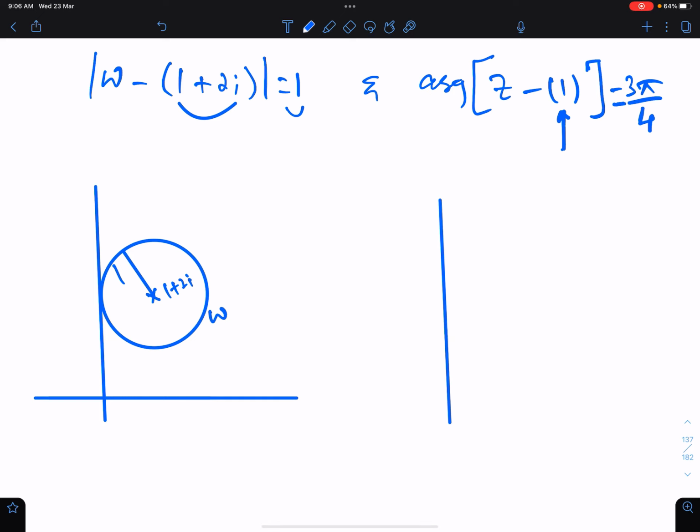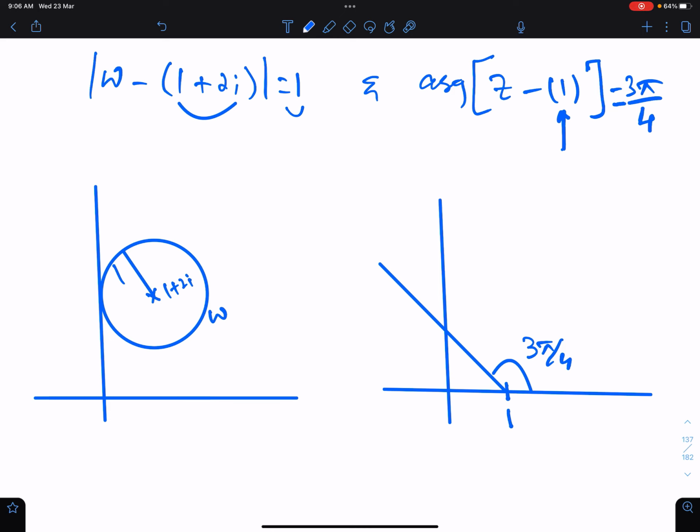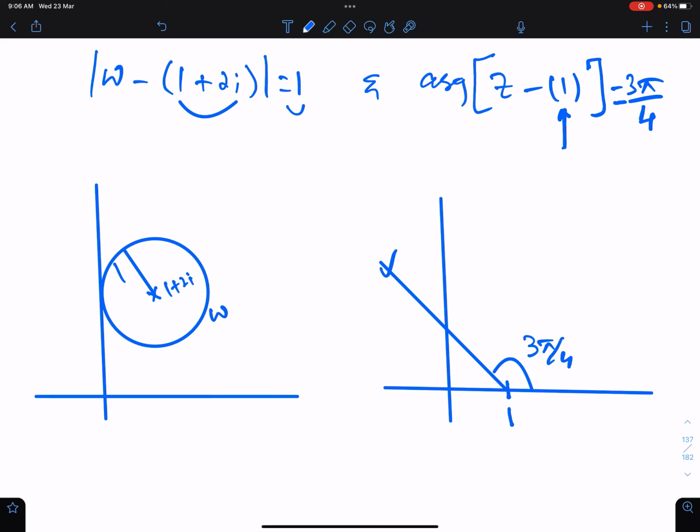And here is the locus of z. This angle is 3 pi by 4. Three pi by 4 means this line is parallel to y is equal to minus x. So this line must cut both the intercepts at the common points. So this must be 1. And this angle must be 3 pi by 4. And z is anywhere on this line.